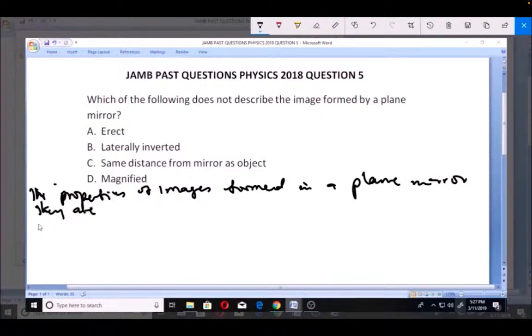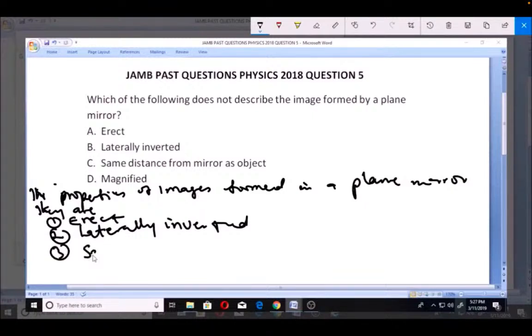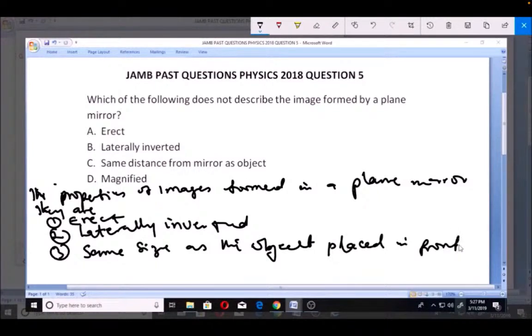Now, the following are their properties. Number 1, erect. Number 2, they are laterally inverted. It's one of the properties. 3, they are same size as the object placed in front of it. Placed in front, that is, they are same size as the object. That's the meaning of that.